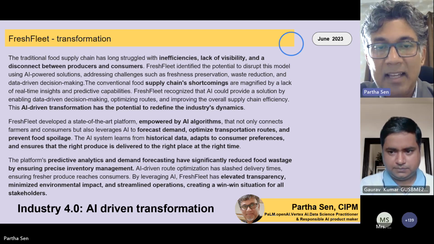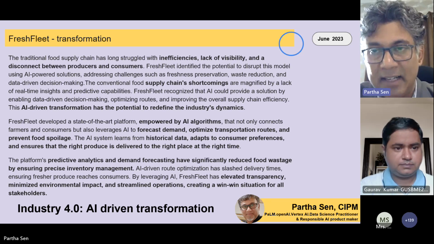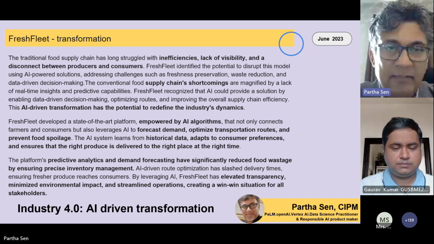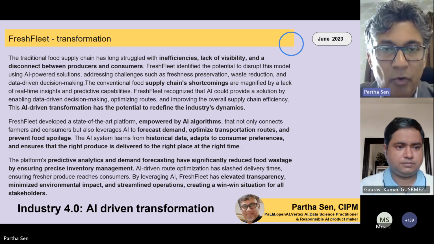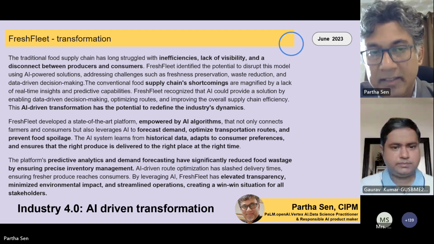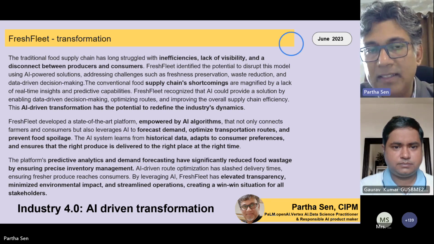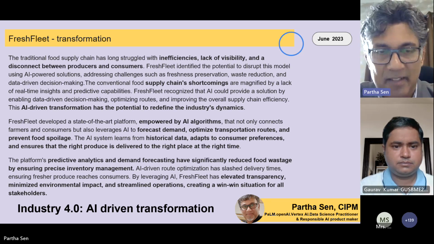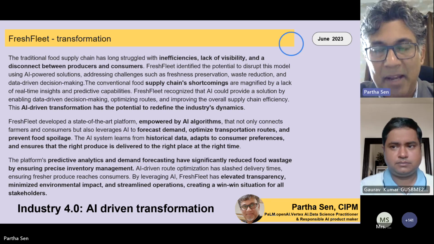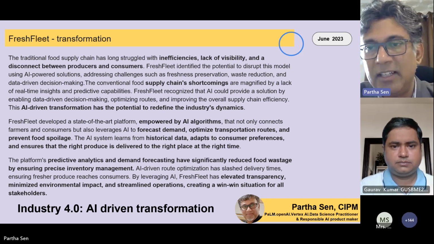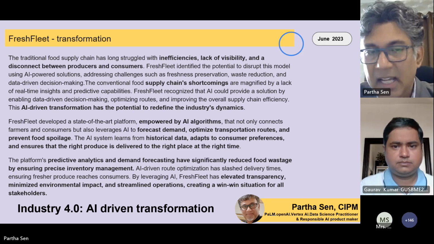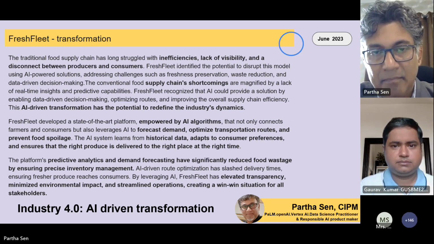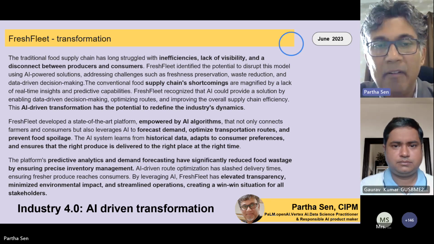Again, AI-driven transformation has the potential to redefine the industry dynamics. When Fresh Fleet brings AI into their system, the overall routing optimization, decision making, and supply chain efficiency would all be impacted, and probably redefined. Some improvement would be expected. I cannot say here, my emphasis is that it will improve; that point is questionable. I am expecting that through this transformation, all these things would potentially be redefined. Fresh Fleet is already there, but they are bringing in the transformation empowered by AI algorithms.